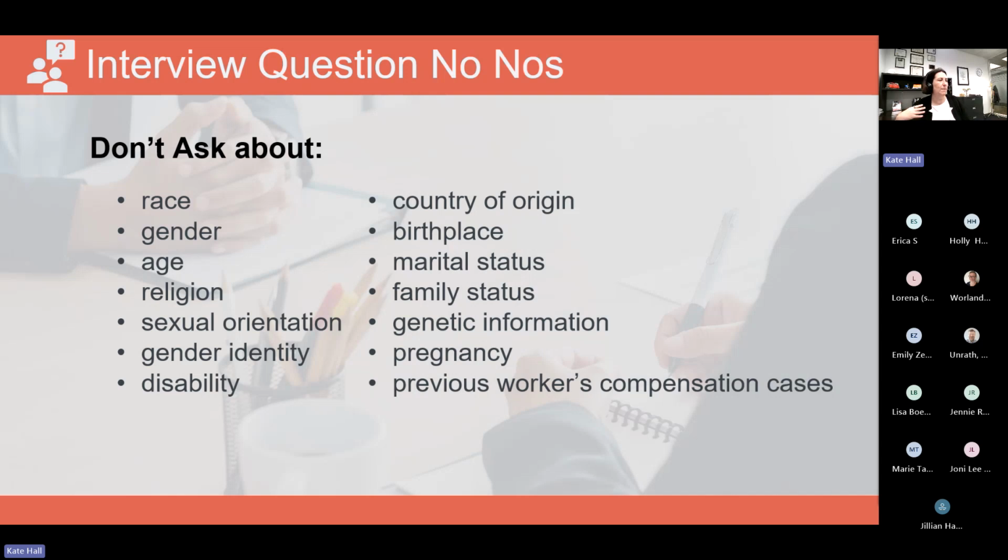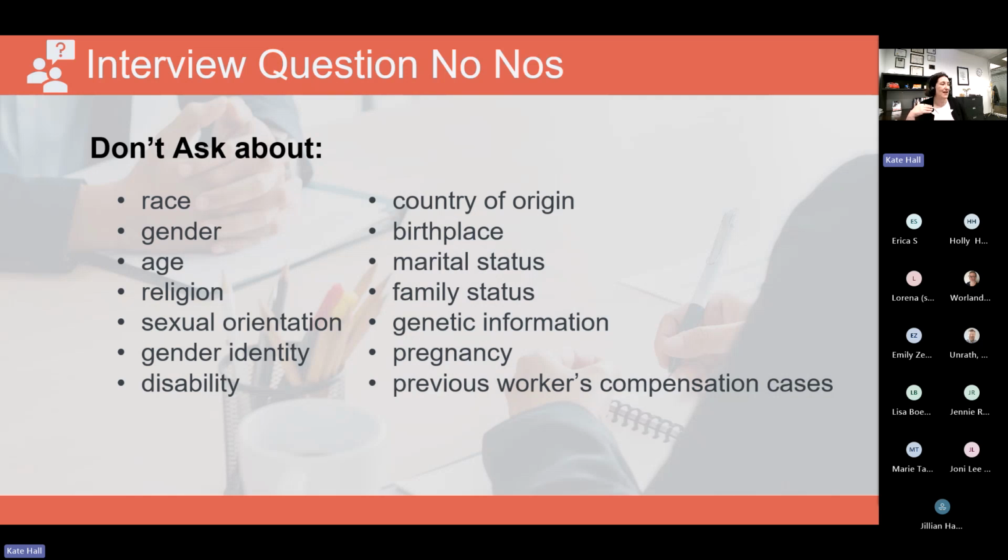And so you can be sued if you discriminate against someone in an interview process. It isn't just people that are currently employed. It can be potential employees as well as former employees and existing. So we should not ask questions about any of these things.